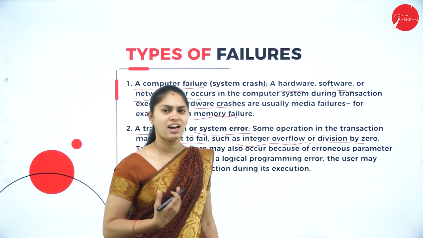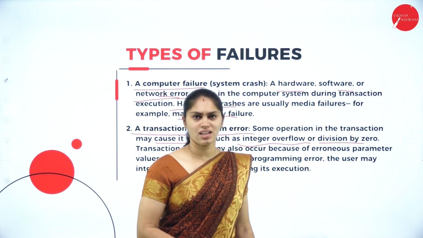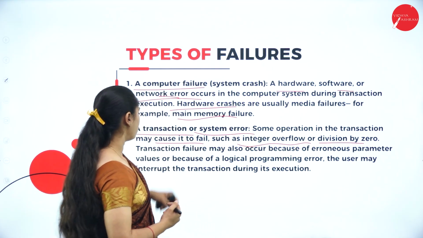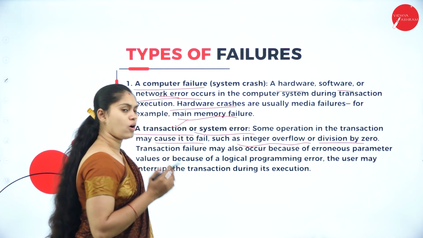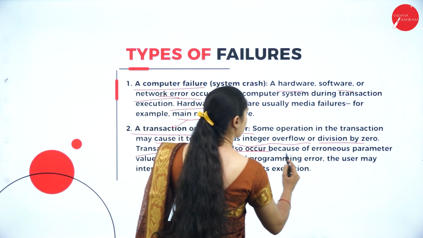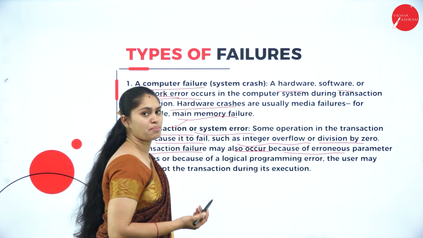Or division by 0. If you are trying to divide any number by 0 and something takes place exceptionally, then we call that kind of failure a transaction or a system error. The transaction failure may also occur because of an erroneous parameter.